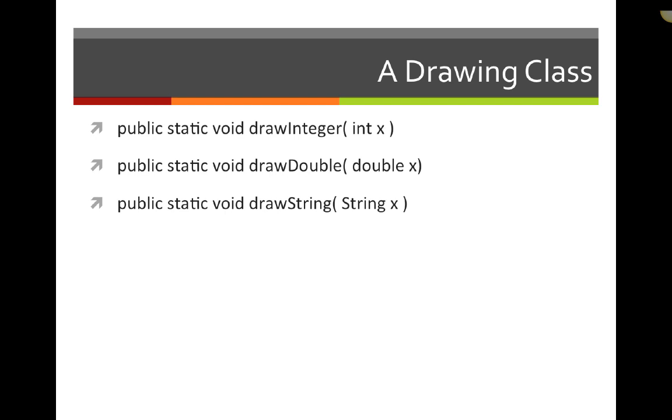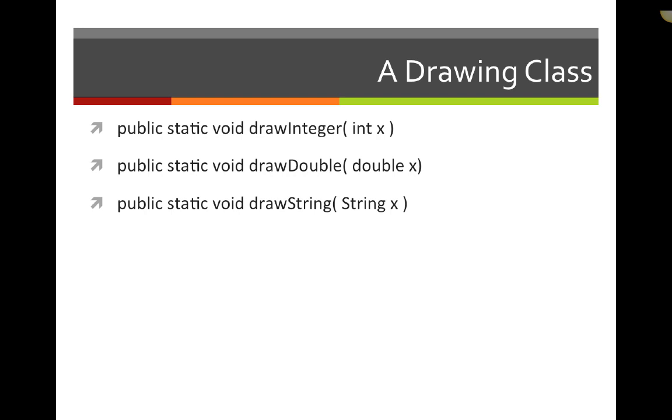Suppose that you have a class that can use graphics to draw various types of data such as strings, integers, doubles, etc., and that contains a method for drawing each data type. It is cumbersome to use a new name for each method. For example, draw string, draw integer, draw float, draw double, and so on.